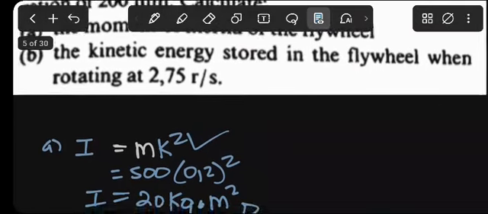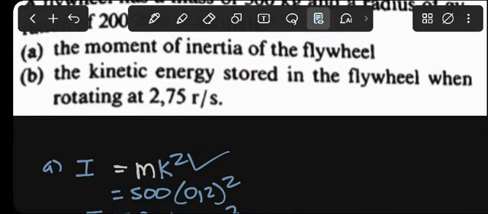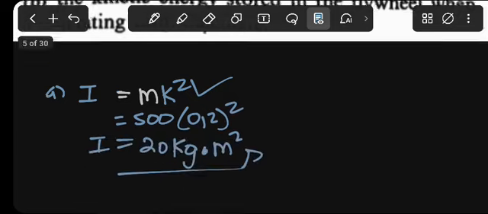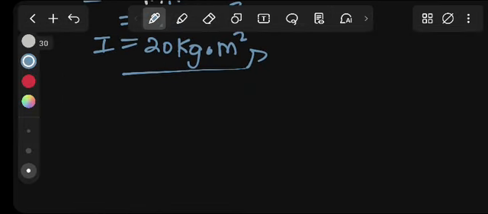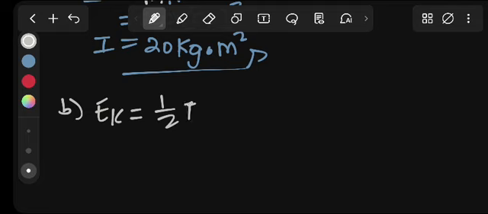Then B says the kinetic energy stored in the flywheel when it rotates. How do we calculate the kinetic energy? EK will be given by 1/2 multiplied by the moment of inertia, multiplied by the angular velocity, omega squared. You must know this.